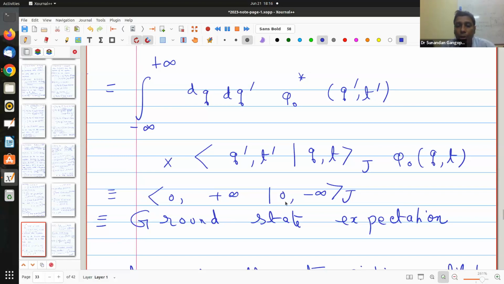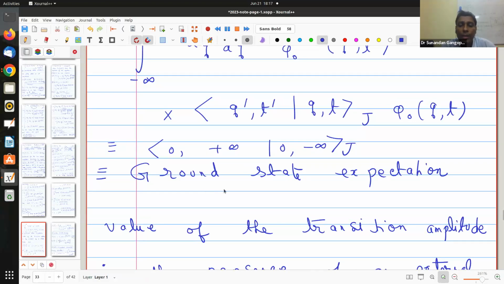This full object is given a shorthand notation. It is written in the following way: 0, minus infinity to 0, plus infinity, because we have taken the limits capital T prime to plus infinity and capital T to be equal to minus infinity, and the full object is in the presence of an external source. So this is the vacuum to vacuum transition amplitude in the presence of the external source.